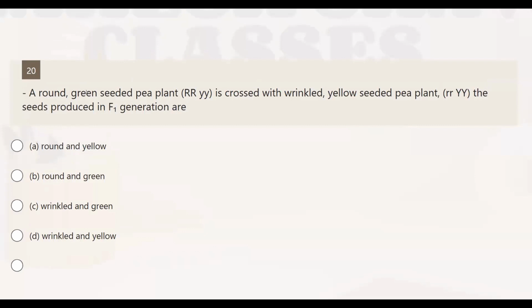The next question is from the chapter Heredity and Evolution. It says a round green seeded pea plant, whose genotype is RR yy, is crossed with a wrinkled yellow seeded plant, rr YY. What are the seeds produced in the F1 generation? From here, R and y will come, and from this we get r and Y.